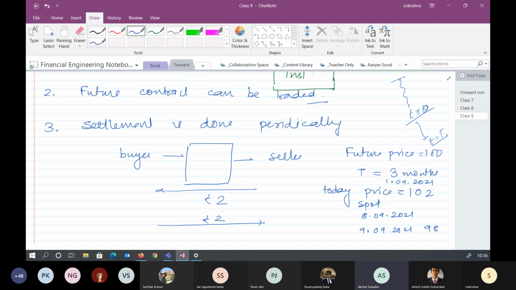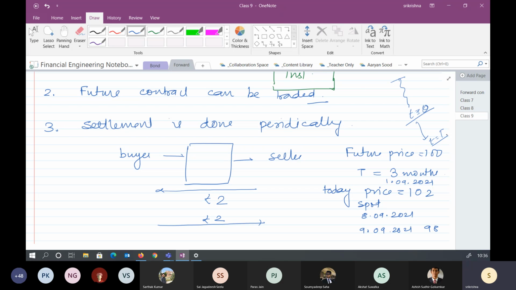Sir, then why are we saying that the price is going to 102 and 98? Because ultimately 100 rupees will only be debited or credited to the buyer or seller respectively. Look, try to understand that because this is a future contract and you are a trader, you don't need an asset. Maybe you don't need an asset.